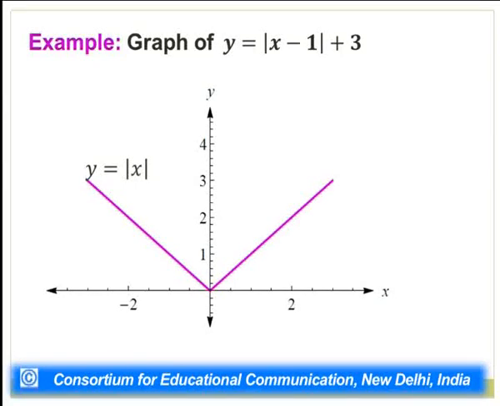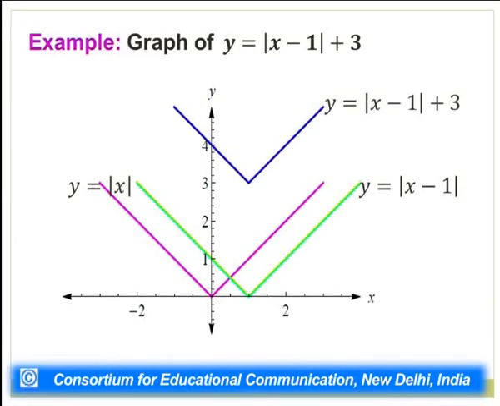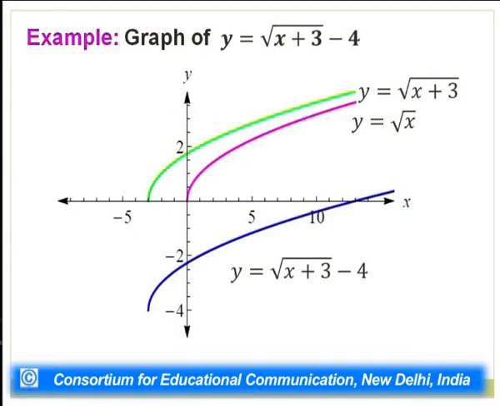Let's look at another example. Suppose I ask you to draw the graph of y equal to mod (x minus 1) plus 3 from the graph of y equal to mod x. So here I've shown you the graph of y equal to mod x. To get the graph of mod (x minus 1), I will shift the graph of mod x 1 unit to the right, and then I'm going to add 3 units to the graph of mod of (x minus 1) to get our final graph, which is shown here in blue, which is the graph of y equal to mod (x minus 1) plus 3. And just one more example before we end this lecture on symmetry, translations and reflections.